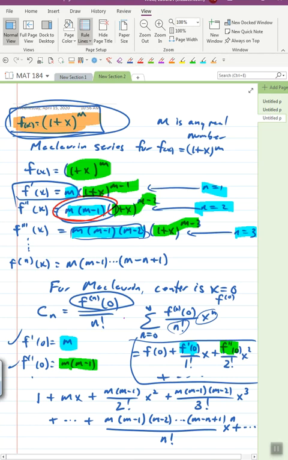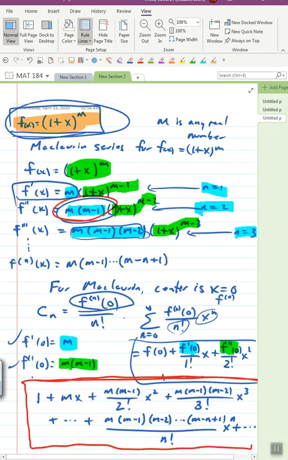So this guy is the Maclaurin series for 1 plus x to the m. Notice that formula is valid even if m is a fraction. So this is really a binomial expansion, an infinite one, but it does not rely on m being a positive integer. m could be 1/2, m could be 1/3, and this derivation is still valid.